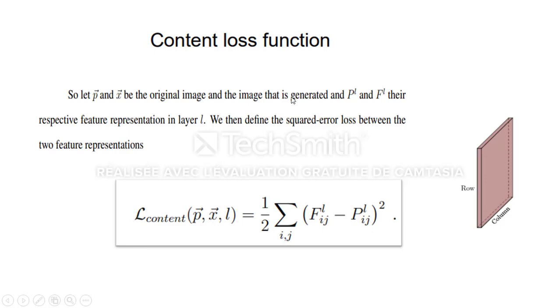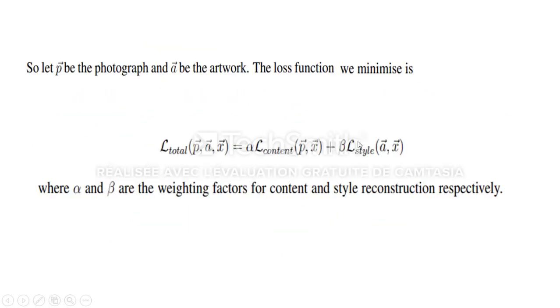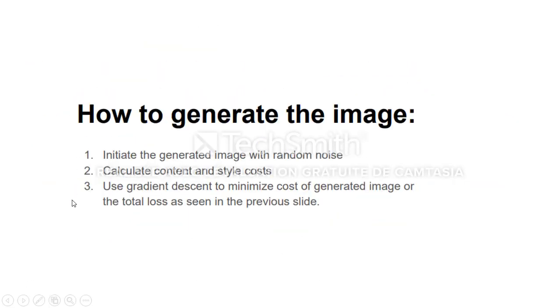Okay, so here I'm going to go over the steps so you can understand more. So first we initialize the generated image with random noise. Okay, so we have a randomly chosen image, and then I'm going to calculate the content and the style costs. Okay, and then I'm going to use gradient descent to minimize the cost of the generated image, or the total loss, as seen in the previous slides that we are going to see now.